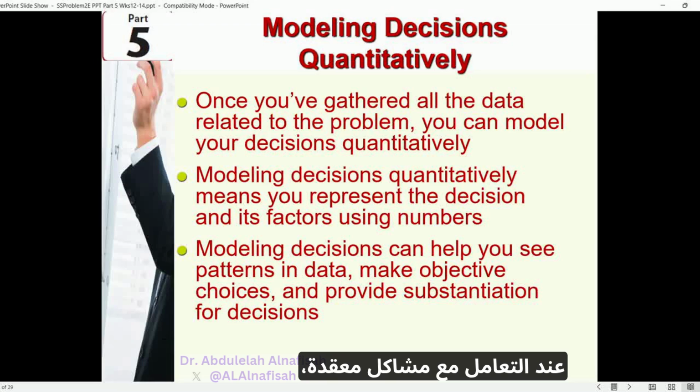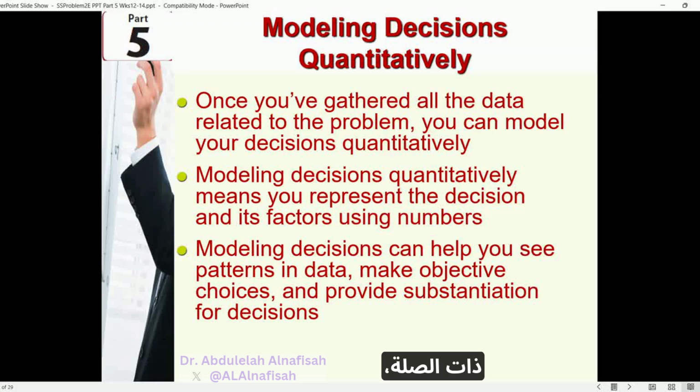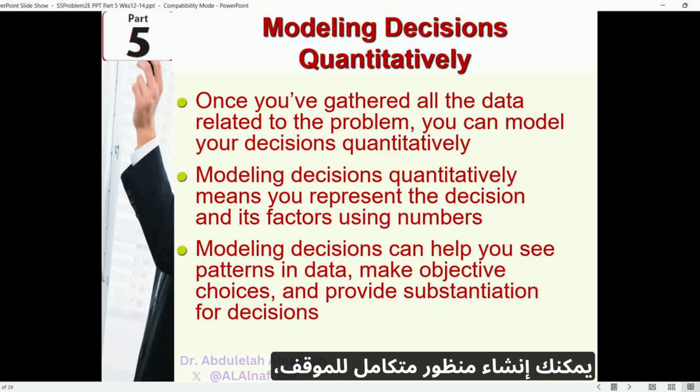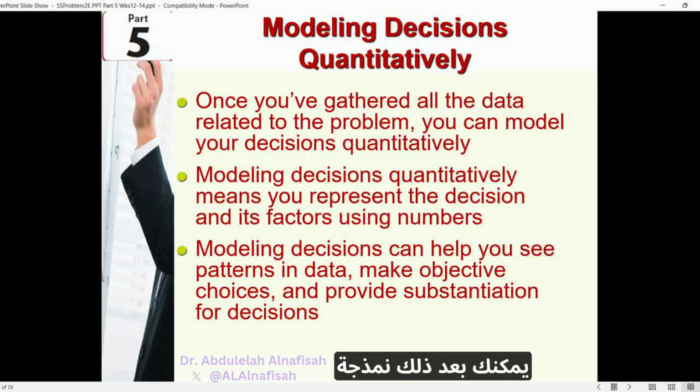When tackling complex problems, it's crucial to gather comprehensive data that relates to the issue at hand. This systematic approach ensures that you have a solid foundation to analyze and understand the complexities involved in the decision-making process. By compiling all relevant data, you can create a well-rounded perspective of the situation, enabling you to make more informed decisions. Once you have gathered the necessary data, you can then model your decisions quantitatively. This involves representing decisions and their influencing factors using numerical data.